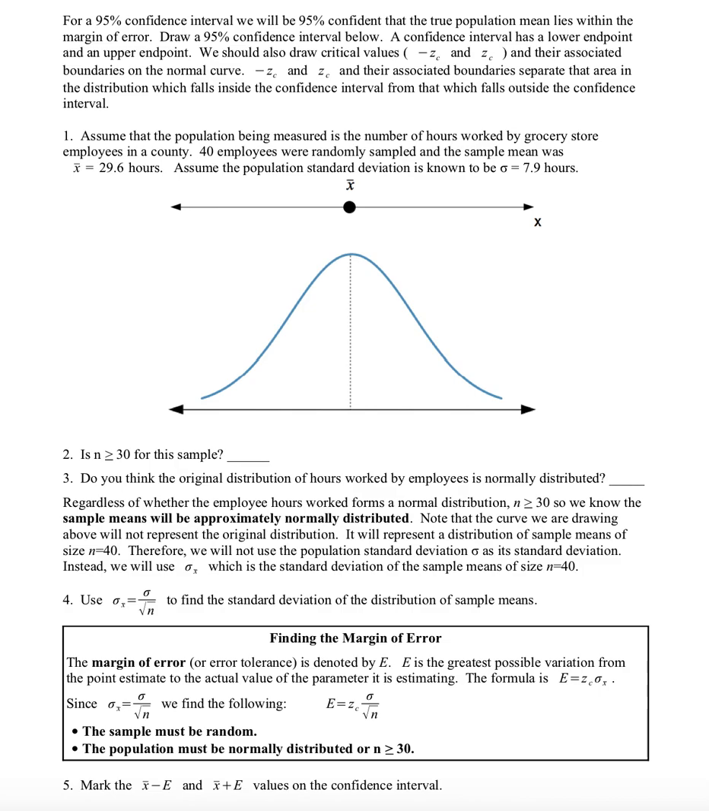Here's the question. Assume the population being measured is the number of hours worked by grocery store employees in a county. 40 employees are randomly sampled, and their sample mean turned out to be 29.6 hours. Assume the population standard deviation is known to be 7.9 hours. Okay, so we'll take it step by step. First of all, is the sample size at least 30? For this problem, the answer is yes. We have a sample size of 40.